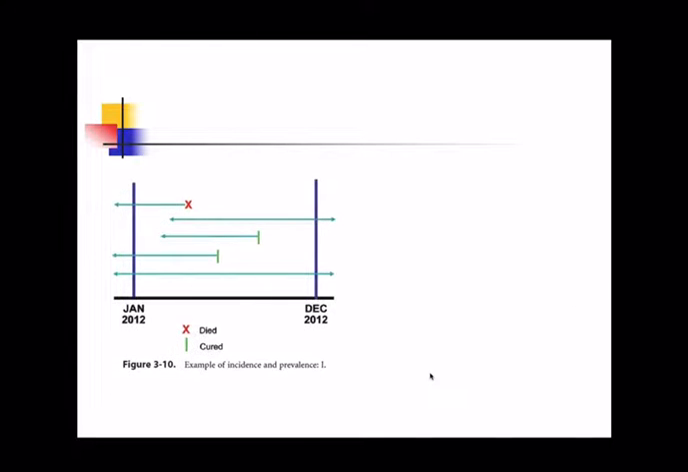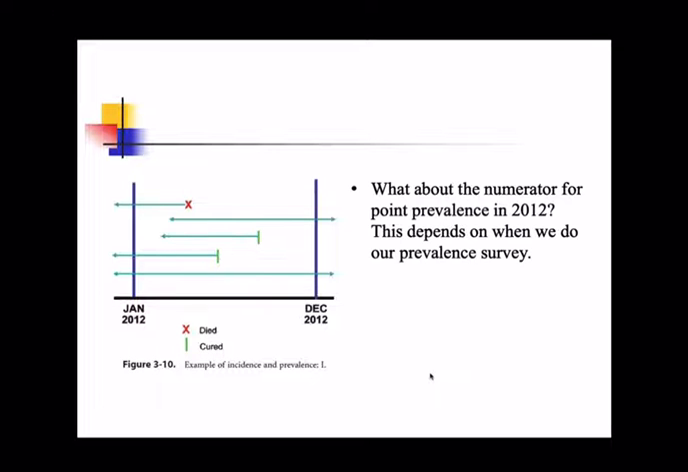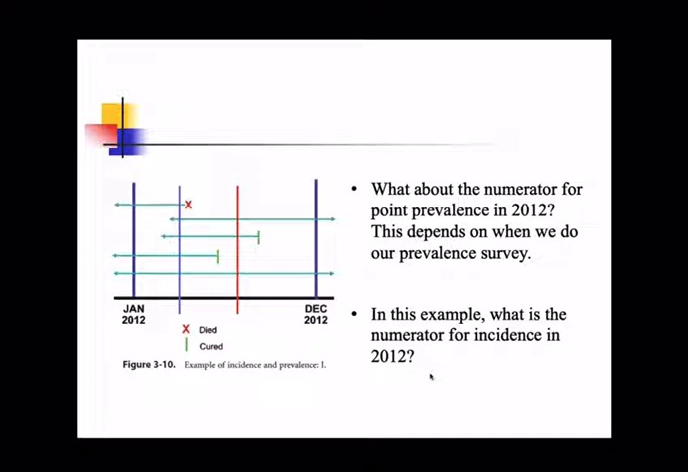What about the numerator for point prevalence in 2012? This depends on when we do our prevalence survey. If we do the survey in March, the numerator will be 5. If we do the survey in July, the numerator will be 3. And if we do it in December, the numerator will be 2. Thus, the prevalence will depend on the point during the year at which the survey is performed.